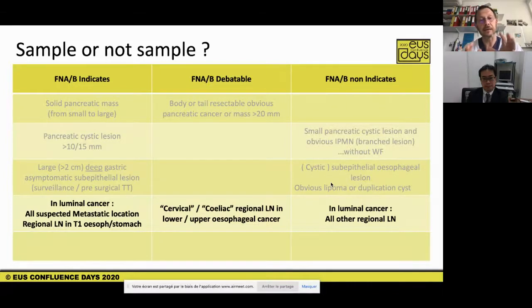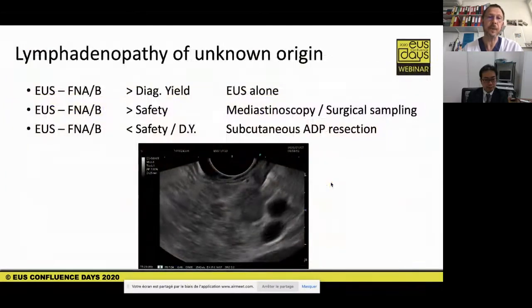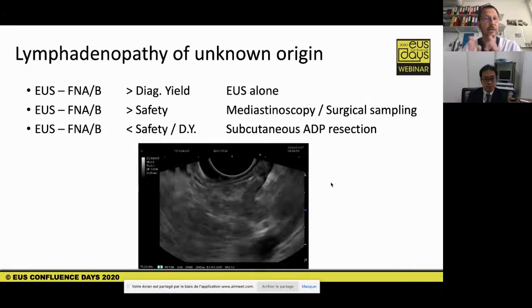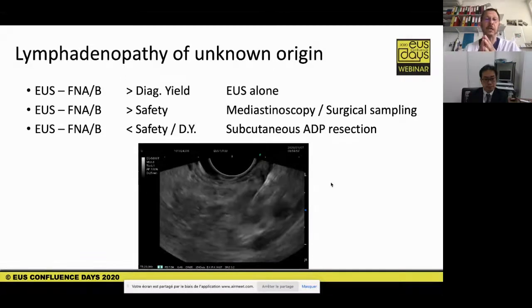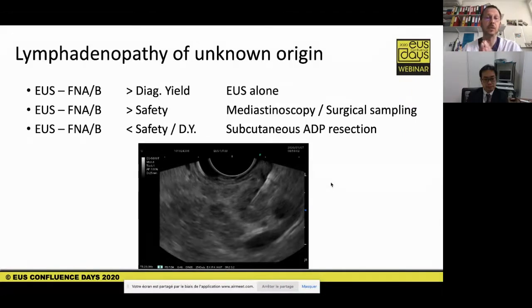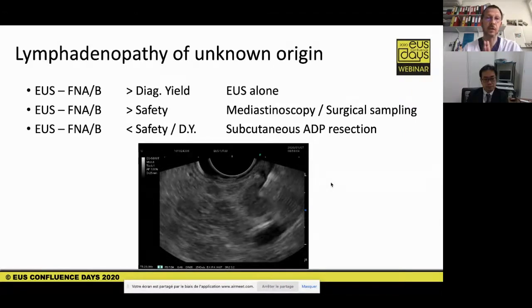And I think that in some situations, when it's a borderline situation to decide if the patient can be sent to first surgery or for a curative treatment, it may help to take a decision if there is a regional but far-sided metastatic lymph node. Finally, for lymphadenopathy of unknown origin, we know that EUS FNA and FNB have a higher diagnostic yield than EUS alone to interpret these unknown lymphadenopathies.